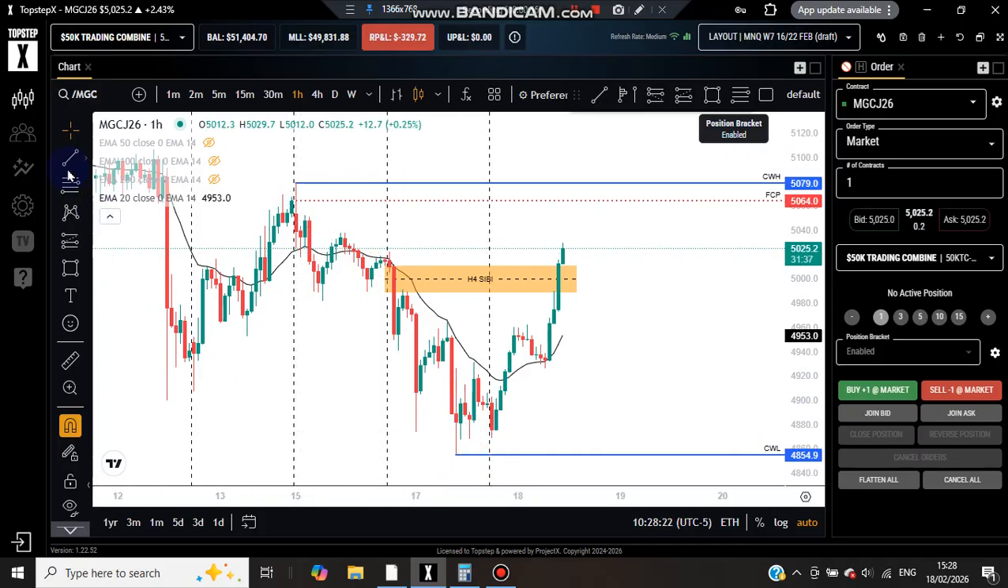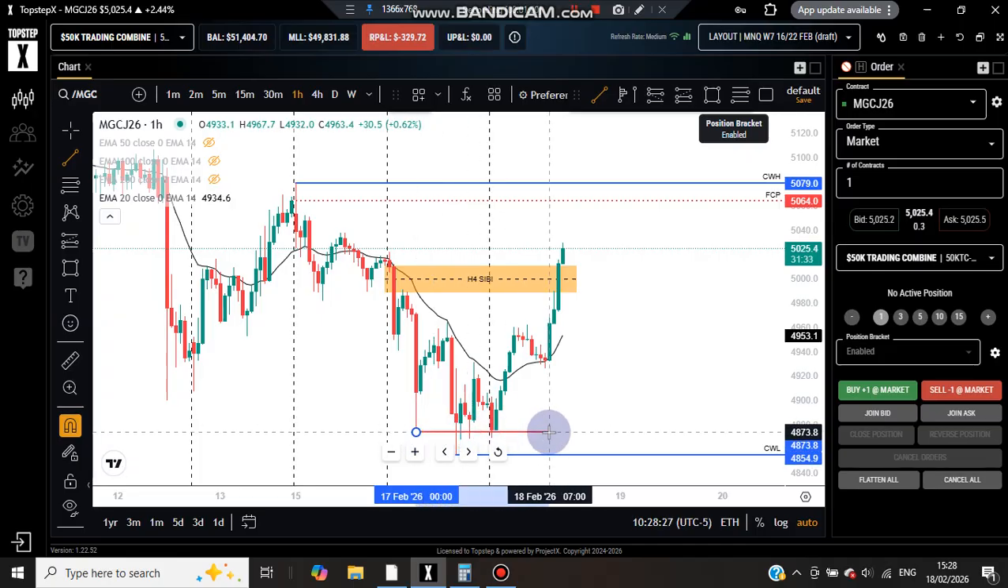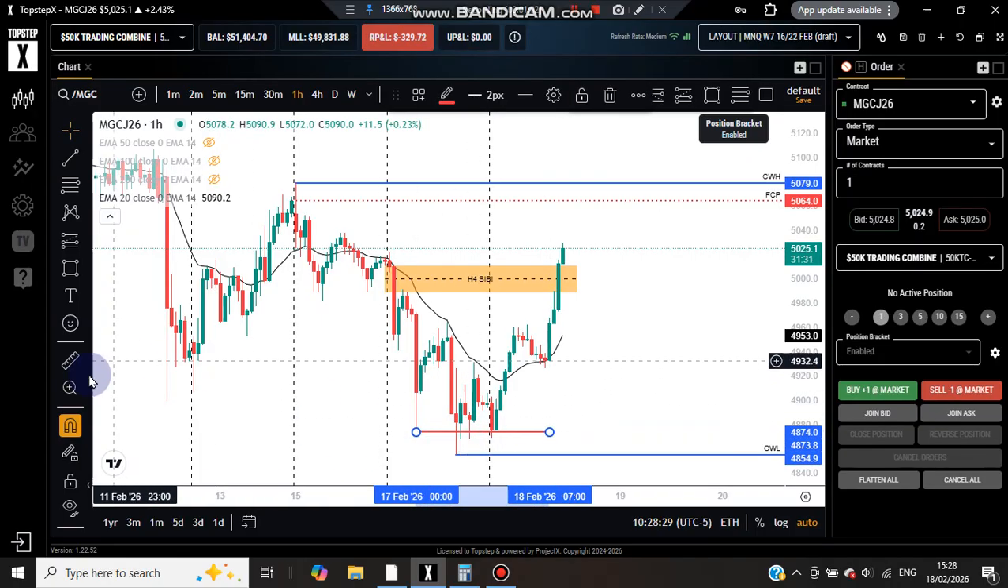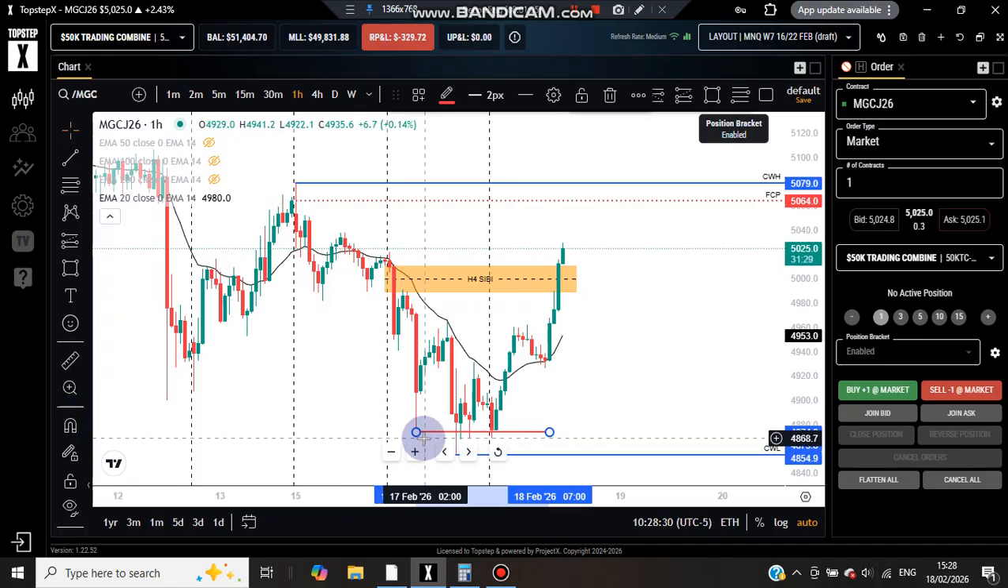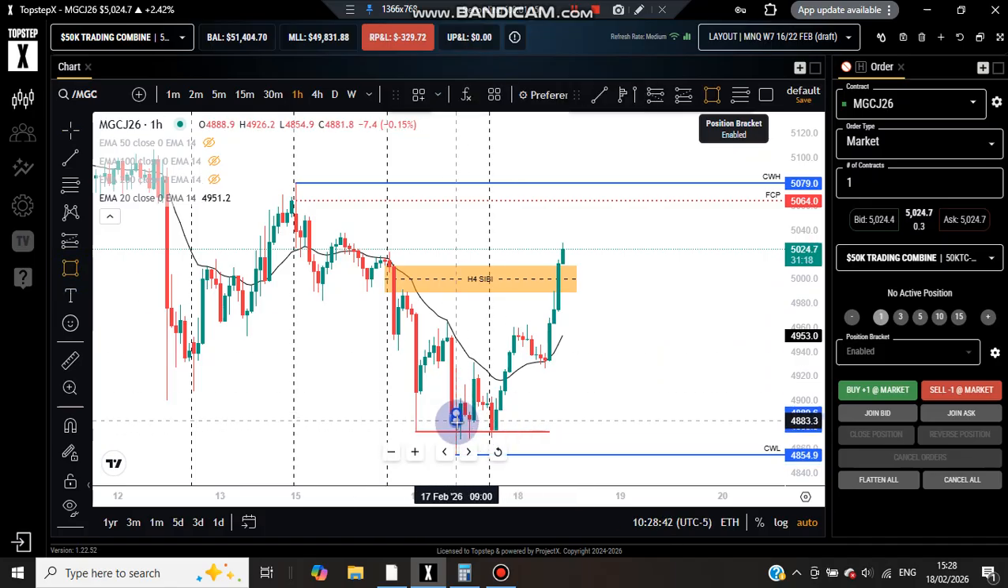And what I didn't realize yesterday, even in the afternoon session, was that we took out this sell side liquidity here, closed on the inside, and then started to rally up. So this last down close candle that took out liquidity, the open price of that particular candle right over there, is indeed our order block.